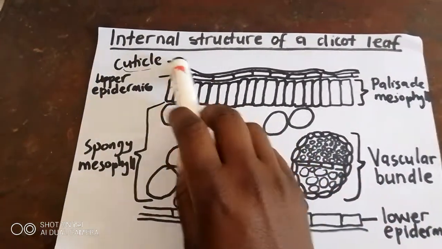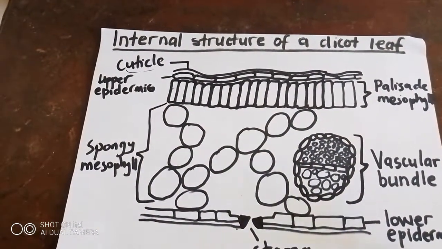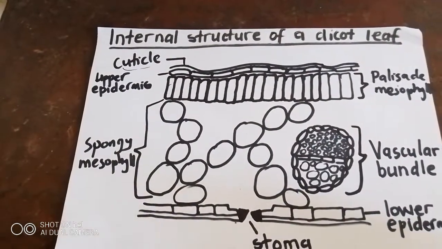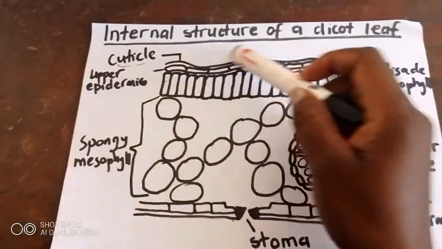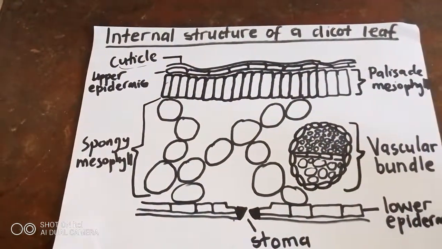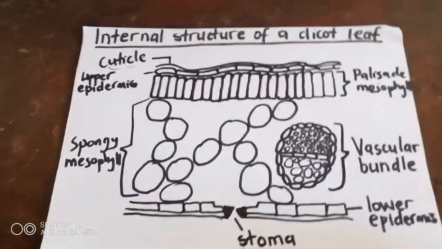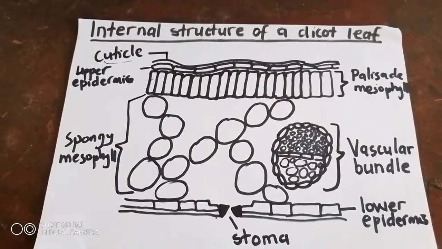The thickness of the cuticle depends on the environment in which these leaves are found. If they are found in a hot environment, you find that the cuticle becomes thicker. If they are found in an environment where there is too much water, you find out that the cuticle becomes thin. Let's move on to the next part.